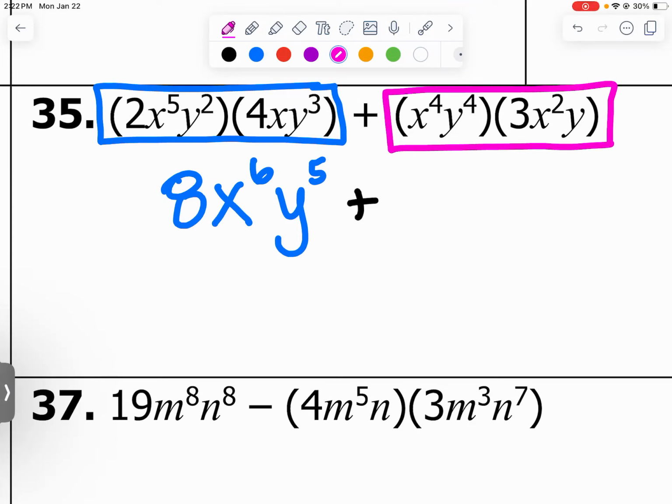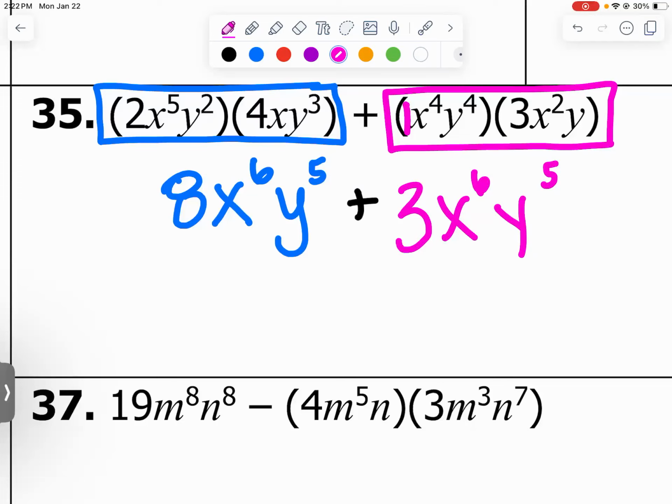I don't have a coefficient on the first one. So what's 1 times 3? What is x to the 4th times x squared? What's y to the 4th times y? Y to the 5th. Y to the 5th. What do you guys notice?